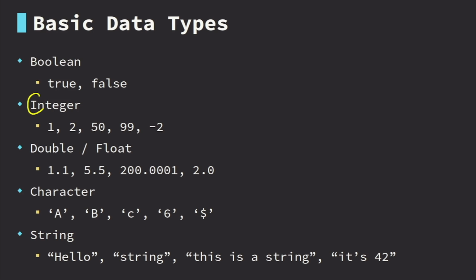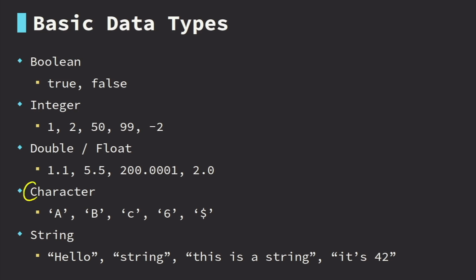Next, we have integers, and those are just going to be whole numbers. They can be positive or negative. There are some limits to the integers, which we'll be covering in the next slide. Next, we have doubles or floats, and these will be floating point numbers. And it's called floating point because we have this decimal here, which is the point, and it can float between really long decimals like this or short ones like 0.0.